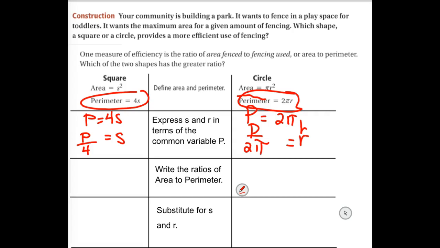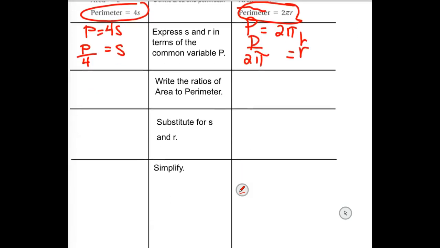The next thing we're going to do is compare the ratios of area to perimeter. We're going to keep using P for perimeter because that's the one that I can get to be common. So for a square, area to perimeter would be side squared divided by P. Side squared divided by P. For circles, our area to perimeter ratio would be pi r squared compared to P.